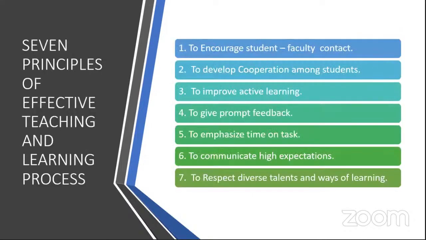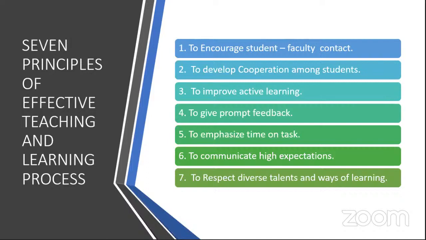There are 7 principles of effective teaching and learning process. The first point is to encourage student-faculty contact. It is our responsibility, being a teacher, to develop contact with the students to break the ice. The next principle is to develop cooperation among students. Being a teacher, we must develop cooperation among the students so that they can work in a group or team to achieve their targets.